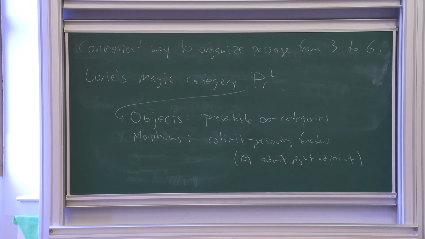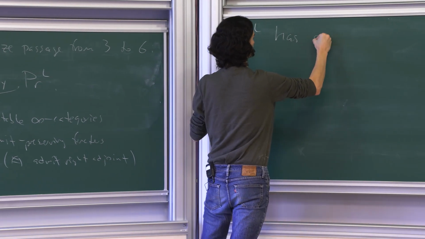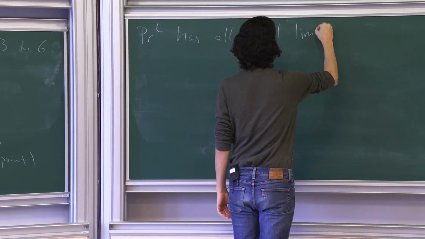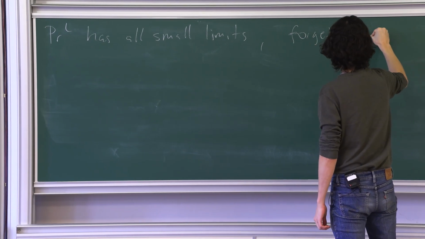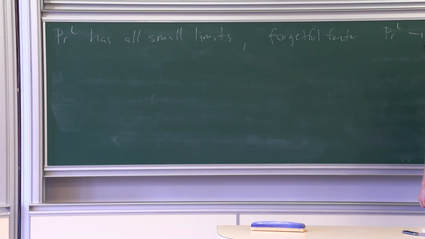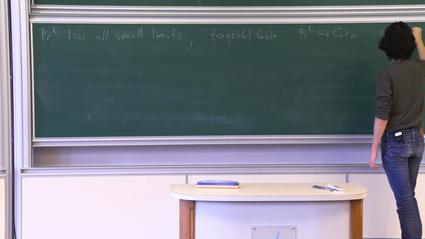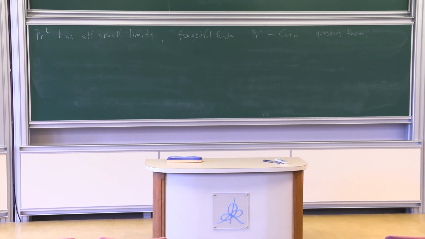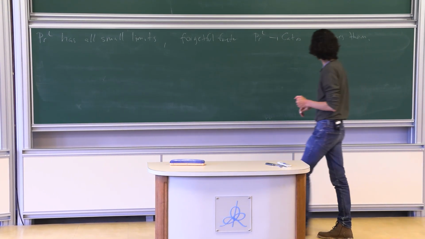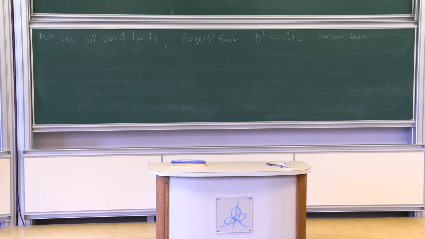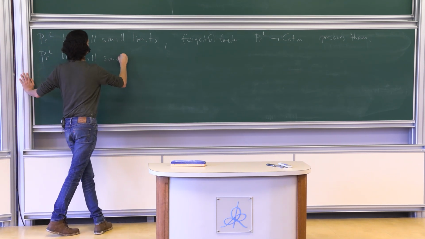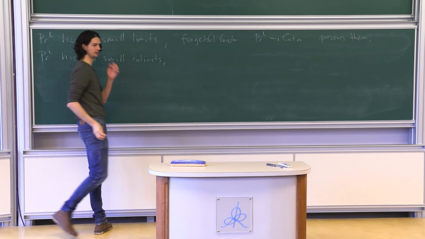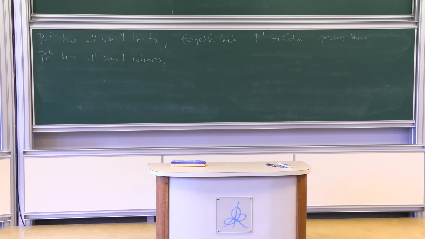So PRL has all small limits, and the forgetful functor PRL to Cat infinity preserves them. So that's nice. Limits in this category exist and are completely naive. But also, PRL has all small colimits. And this is the really remarkable thing, that you can also access these colimits in a completely naive way.